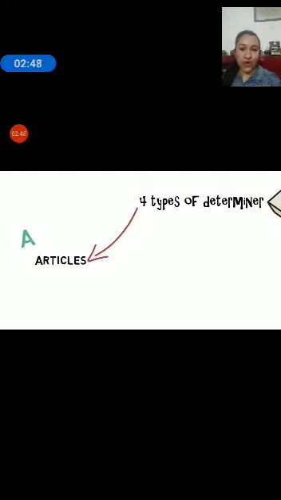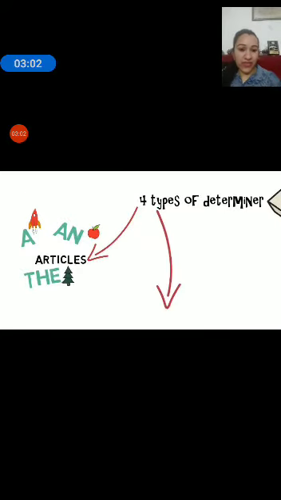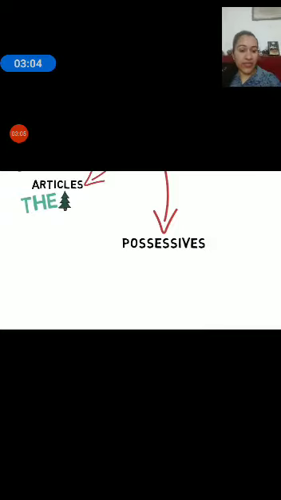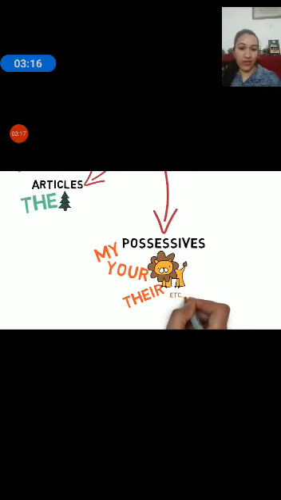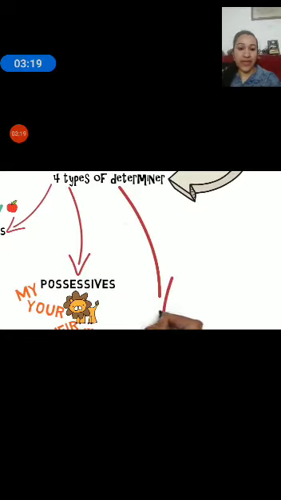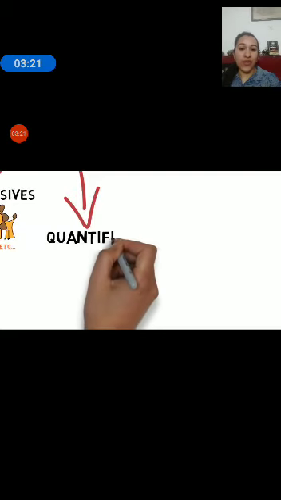So, articles, already discussed: a, an, and the. A and an are general articles. They do not refer to any specific noun, hence they are general determiners. The is a definite determiner. It refers to a specific thing. Second kind is possessives. They show possession, a thing that belongs to someone. That is how you show possession: my lion, your lion, his lion, her lion, their lion. Okay? So it shows possession.